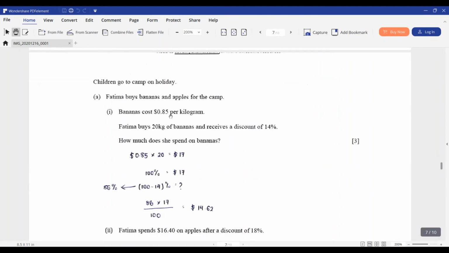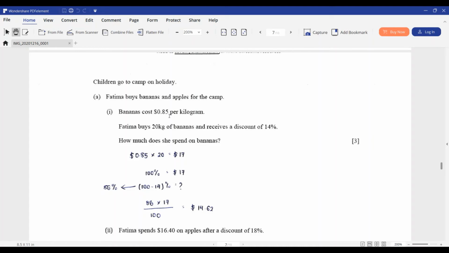Let's move on. Children go to camp on holiday. Fatima buys bananas and apples for the camp. Bananas cost $0.85 per kilogram. Fatima buys 20 kg of bananas and receives a discount of 14%. How much does she spend on bananas?